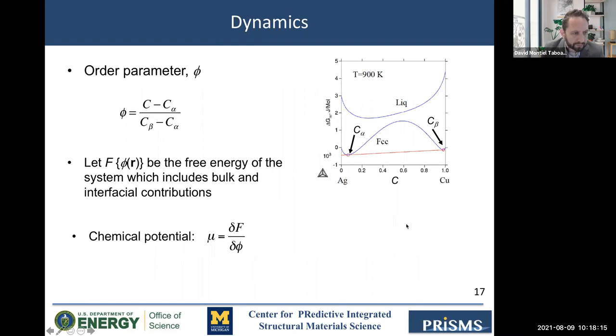Okay, so how can we write that and describe it using something useful like math? For example, if we have a system for which different phases are characterized by different equilibrium compositions, we can define an order parameter that depends linearly on that composition. That is how this phi is described there. Suppose that we can write a free energy expression for the whole system that depends on this value of phi, which in general varies spatially. Then the chemical potential is defined as the variational derivative of this free energy with respect to phi.